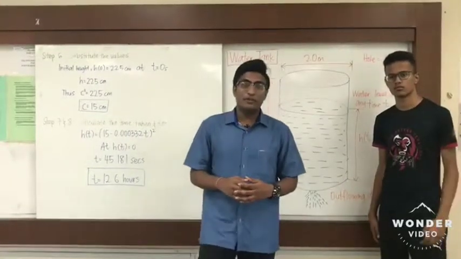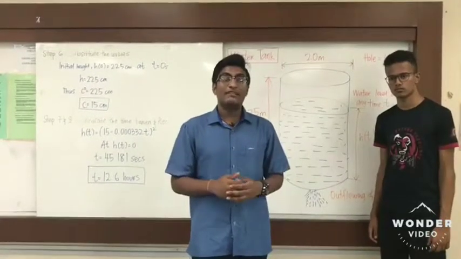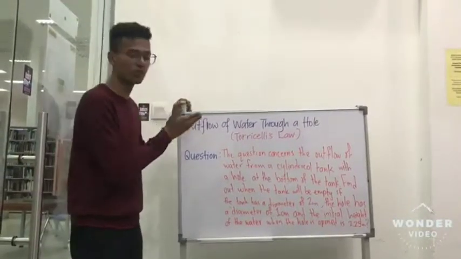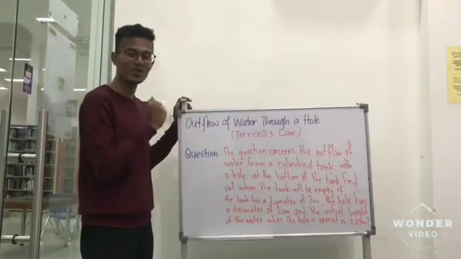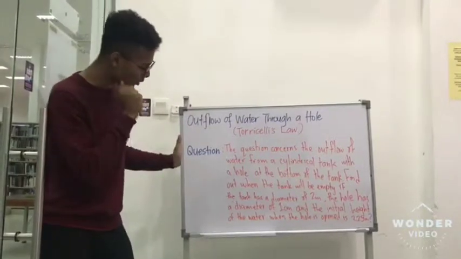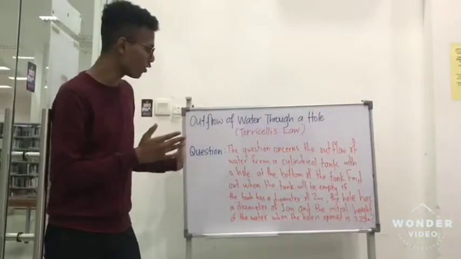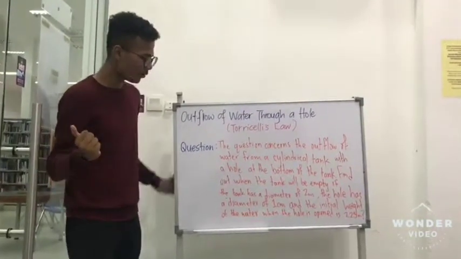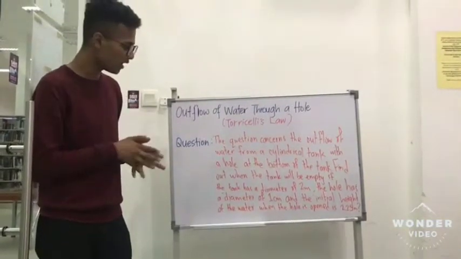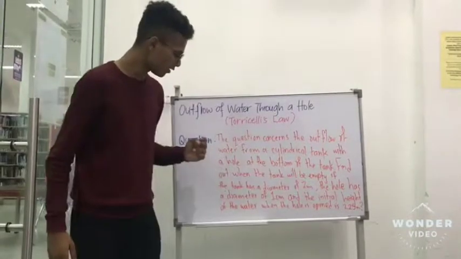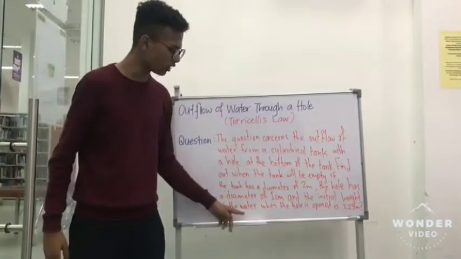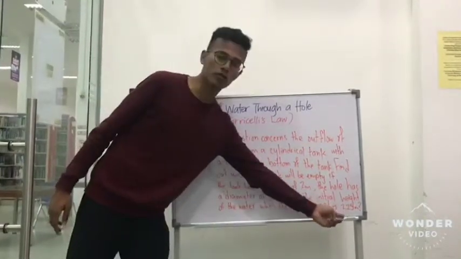Today, we will be presenting to you a video on how to solve a differential equation question using real life applications. Today we're going to look at the outflow of water through a hole using Torricelli's law in ordinary differential equations. The question concerns the outflow of water from a cylindrical tank with a hole at the bottom of the tank. We have to find out when the tank will be empty, if the tank has a diameter of 2 meters, the hole has a diameter of 1 cm, and the initial height of the water when the hole is open is 2.25 meters.